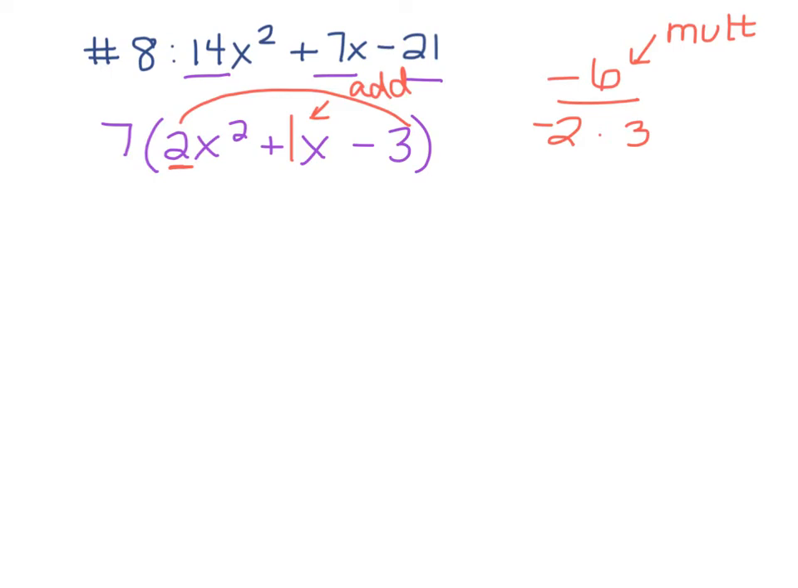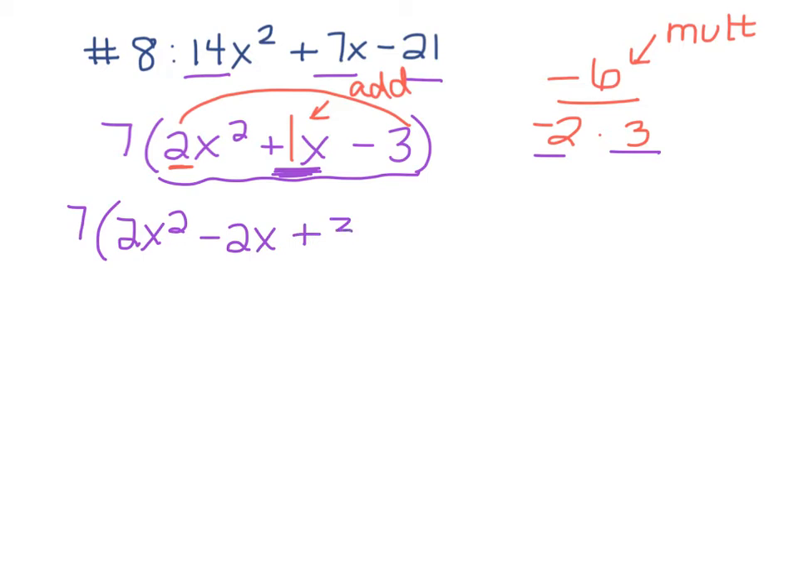Okay. So now what I'm doing is I'm taking this expression and just rewriting it, but I'm going to take this 1x and replace it with a negative 2x and a positive 3x. So here's what that's going to look like. I'm going to leave my 7 out front here. If you want to ditch your 7 altogether just to make it look less confusing, that's okay, as long as you remember to pull it back down at the bottom. And so then I'm going to write this as 2x squared minus 2x plus 3x minus 3.